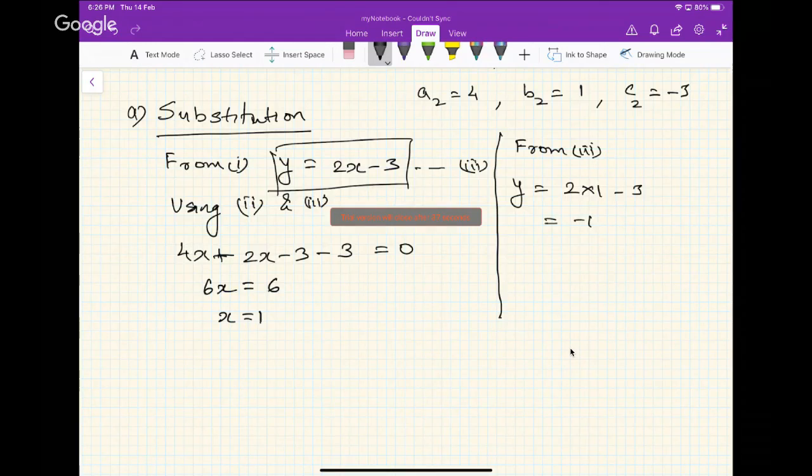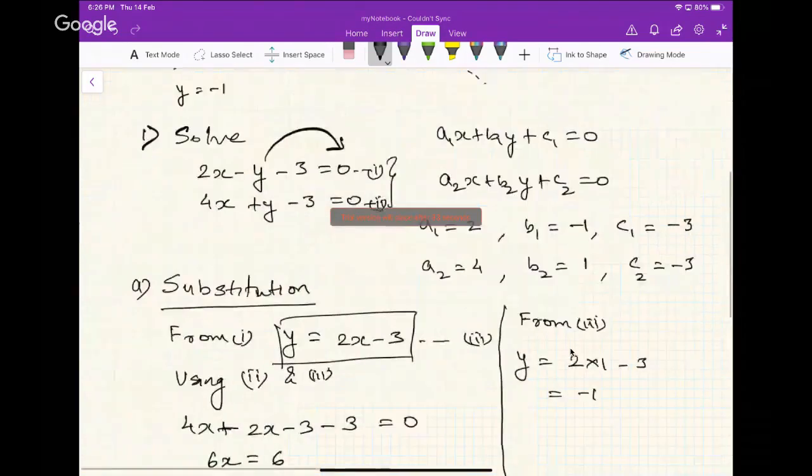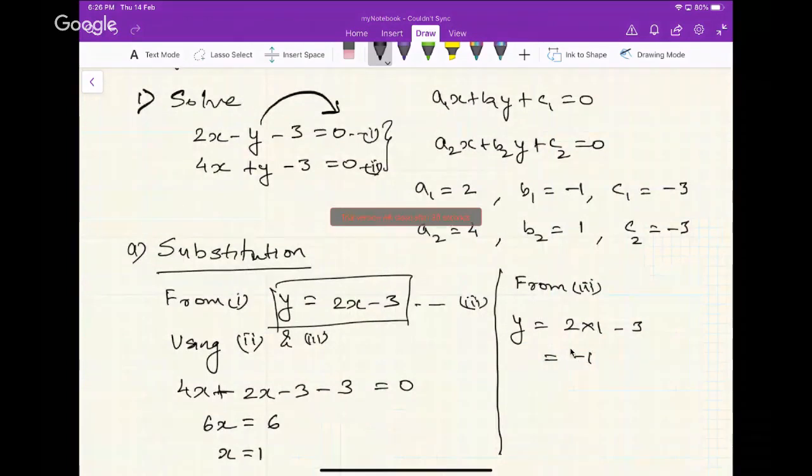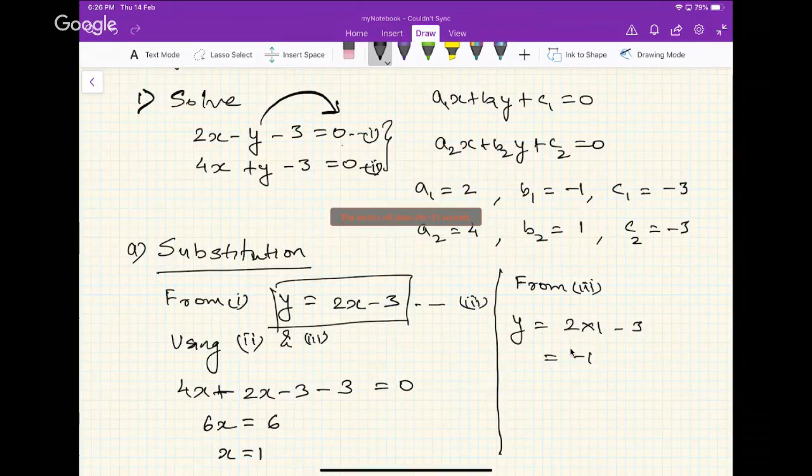Correct? Let's check whether it is correct or not. The equation was 2x minus y minus 3 equals 0. If you put x equals 1, you will get 2 here, and then y is equal to -1, so minus y is plus 1. So this is 3 minus 3, which is 0. So this particular equation and the second equation are also satisfied. If you check 4 into 1, plus -1, minus 3 equals 0. So both x equals 1 and y equals -1 are the correct solution.